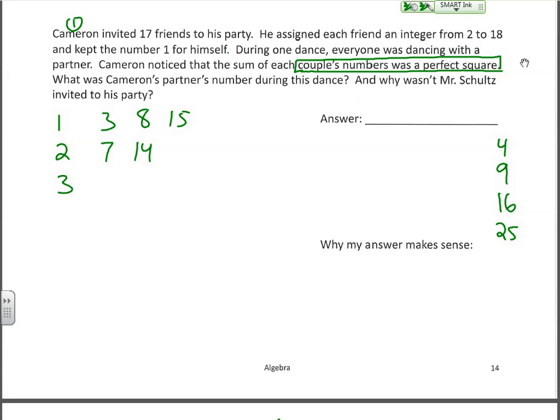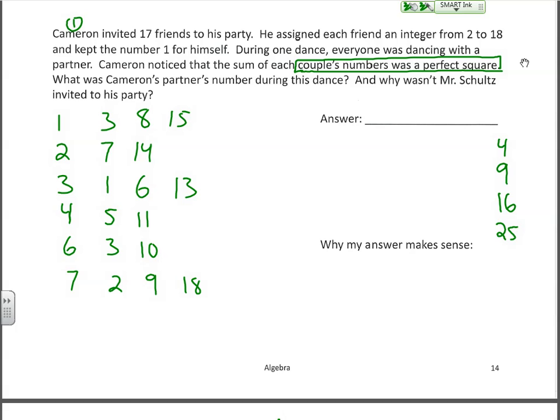Person 3 could be dancing with Cameron, who is person number 1. 3 plus 6 makes 9, so that is an option. 3 plus 13 is 16, so that's an option. And again, we aren't going to get to 25. Then we continue this on. Person 4 could be dancing with 5 or 11. 6 could be dancing with 3 or 10. 7 could be dancing with 2 or 9 or 18.